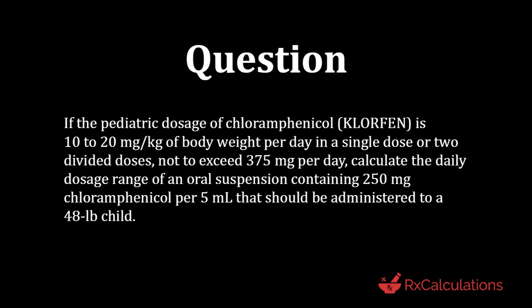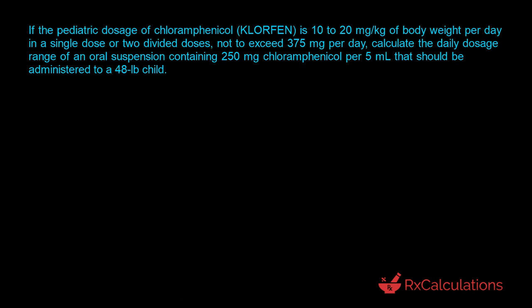This question says, if the pediatric dose of chloramphenicol is 10 to 20 milligrams per kilogram of body weight per day in a single dose or two divided doses, not to exceed 375 milligrams per day, calculate the daily dosage range of an oral suspension containing 250 milligrams chloramphenicol per 5 milliliters that should be administered to a 48-pound child. So here the question is looking for the daily dosage range.